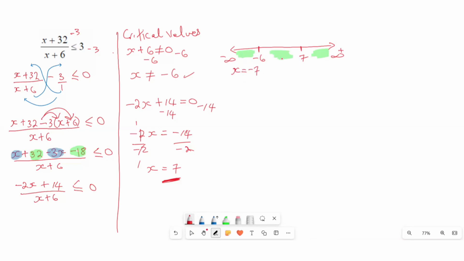And then between -6 and 7, I'm going to take x is equal to 0. And then a number that is greater than 7, I could just take x is equal to 8. These numbers are going to help us to see what's happening with this function in those regions. So we're going to be testing.